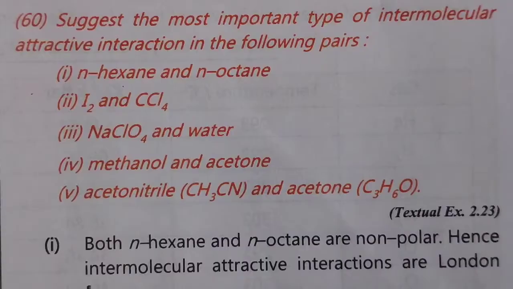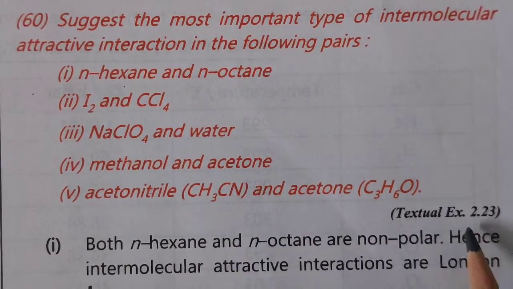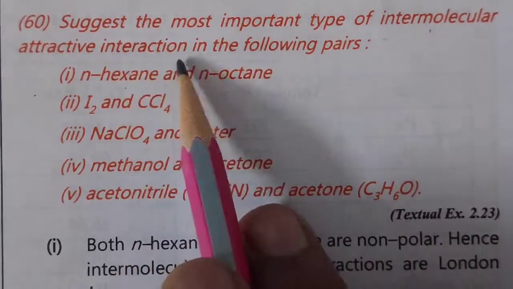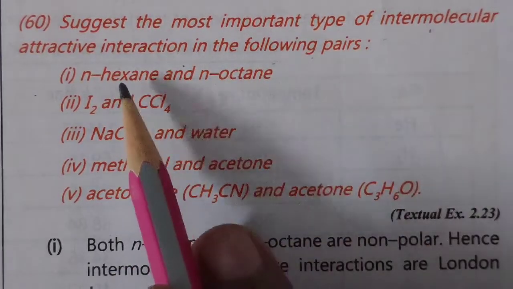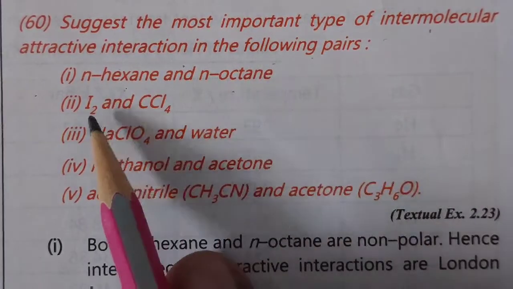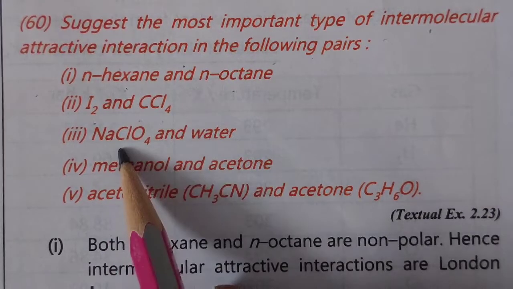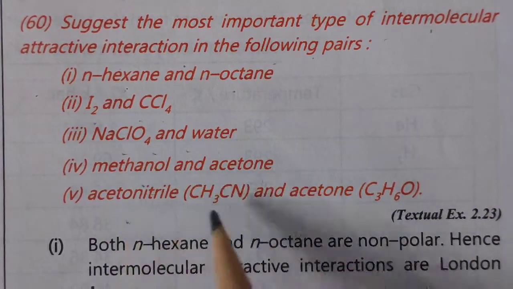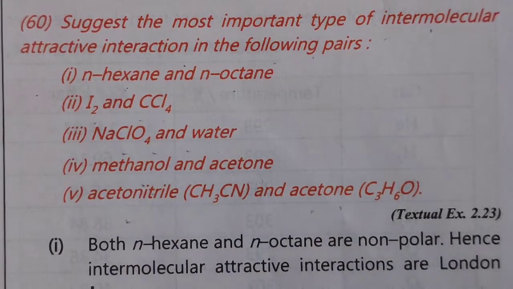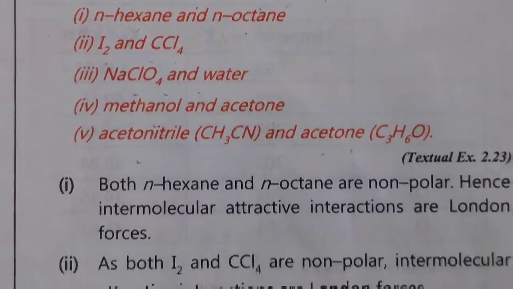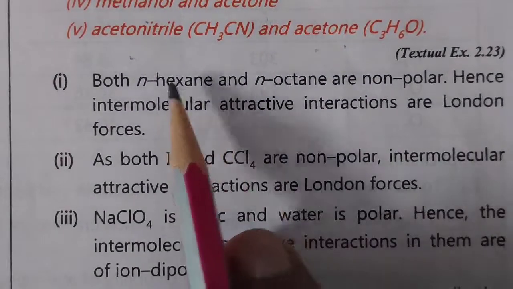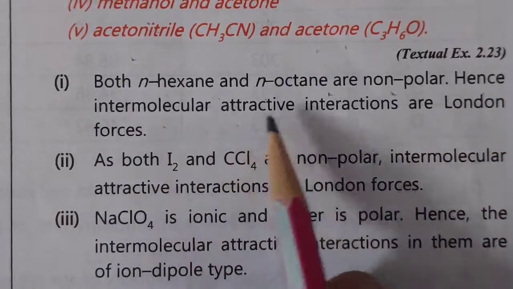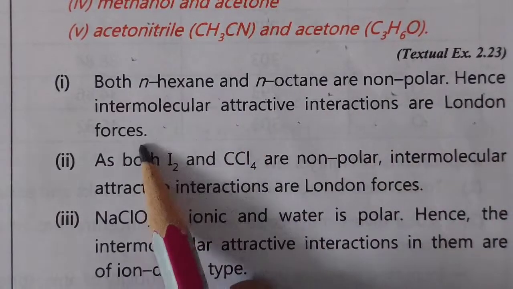Okay, now this is the last question of this video. Suggest the most important type of intermolecular attractive interaction in the following pairs: n-hexane and n-octane, iodine I2 and CCl4, NaClO4 and water, methanol and acetone, acetonitrile and acetone. Now in this case, the first one is n-hexane and n-octane. Both are non-polar, hence the intermolecular attractive interactions are London forces.